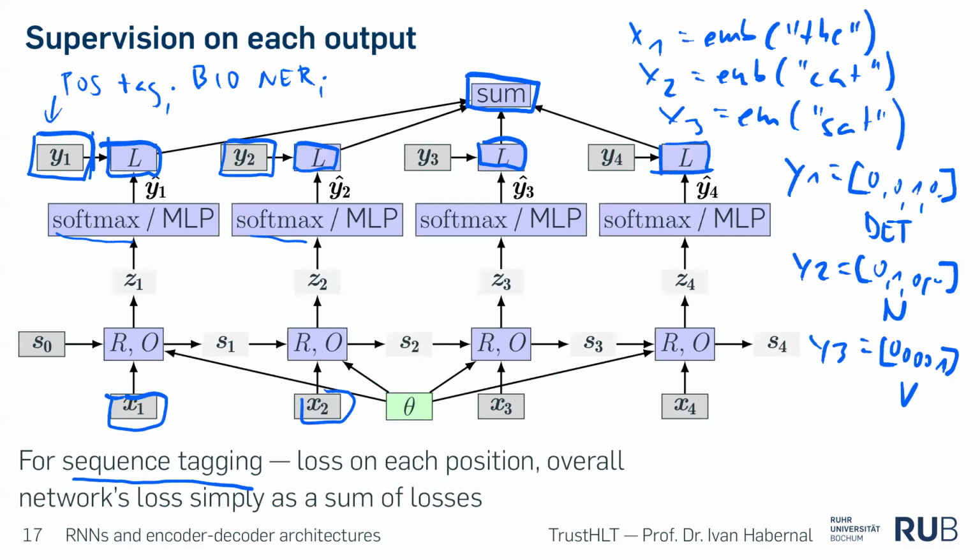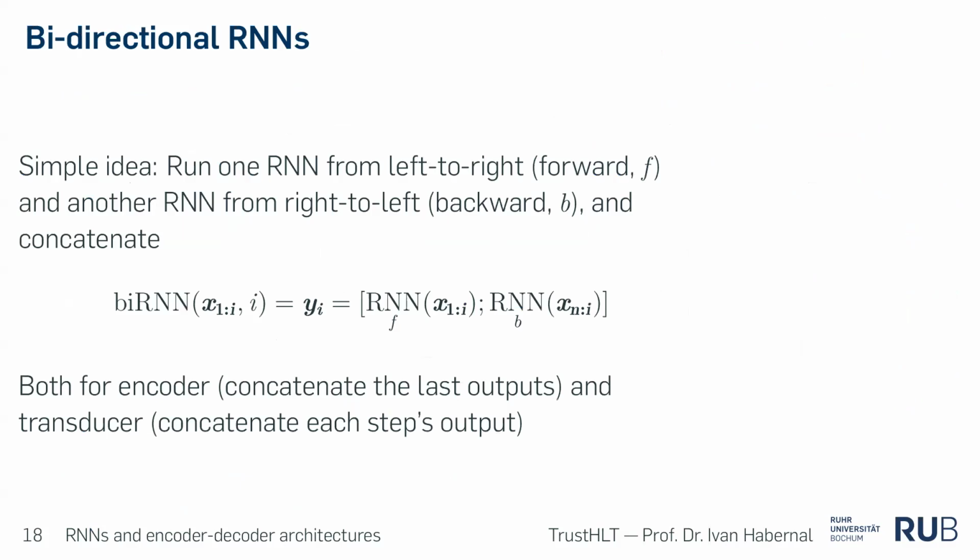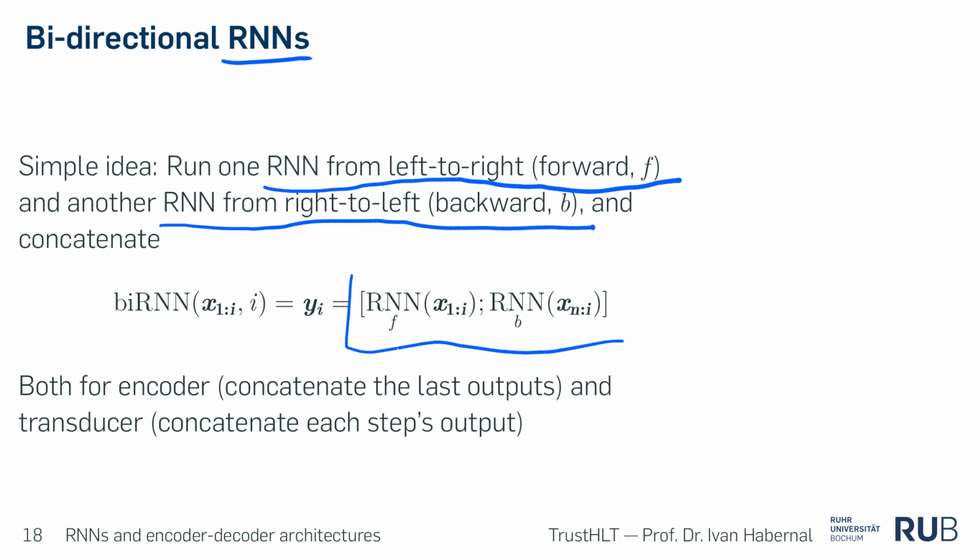So we have left to right, and there's also something called bidirectional recurrent neural networks. This is a simple idea. You have one RNN from left to right, and another RNN from right to left, and then take the input as a concatenation of these two. It could be interesting for document classification or even for sequence labeling, if we don't care about the left to right ordering.